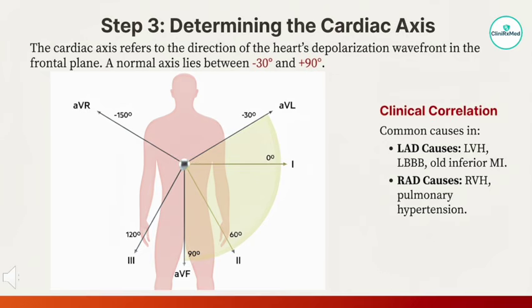Clinically, a left axis deviation might suggest left ventricular hypertrophy, while a right axis deviation often points toward right ventricular hypertrophy or pulmonary hypertension. These shifts act as a compass pointing toward structural changes or roadblocks in the heart's wiring. Left axis deviation, LAD, is often caused by left anterior fascicular block, LAFB.